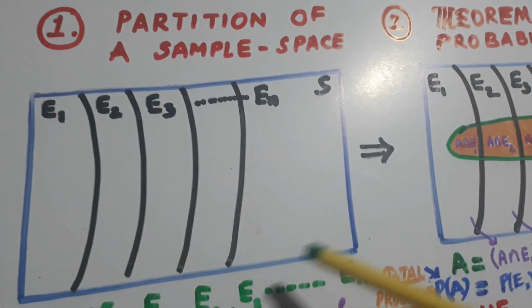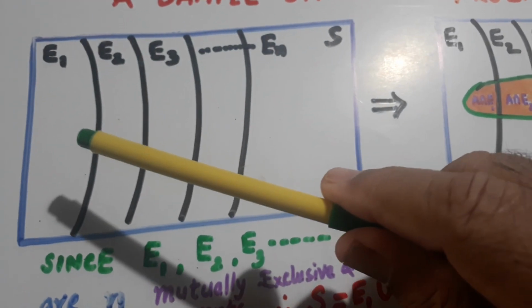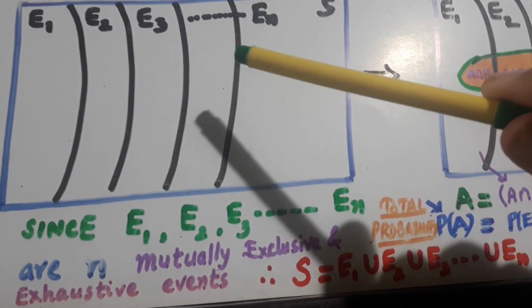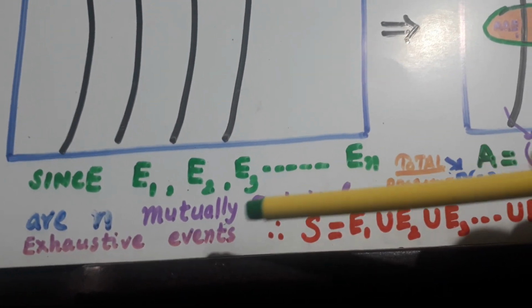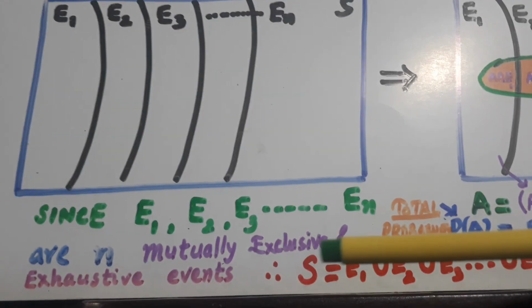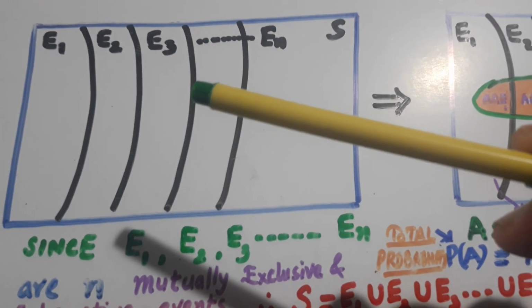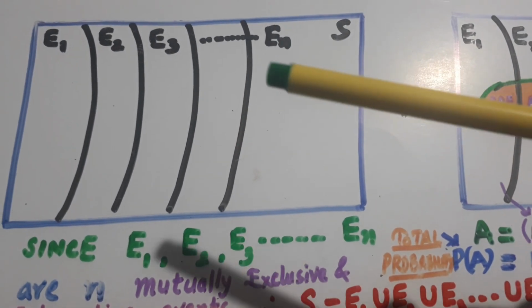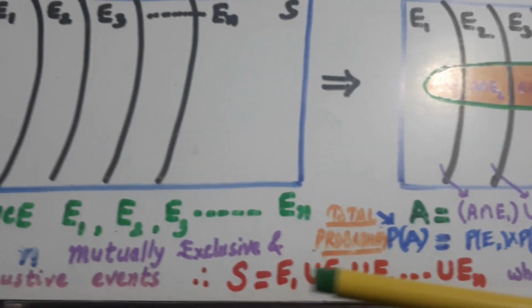This is the sample space, and these are events. They are mutually exclusive events. Since E1, E2, E3, En are n mutually exclusive and exhaustive events, that is, this complete S comprises E1 union E2 union E3 union En. They are all mutually exclusive events. So this is the sample space.